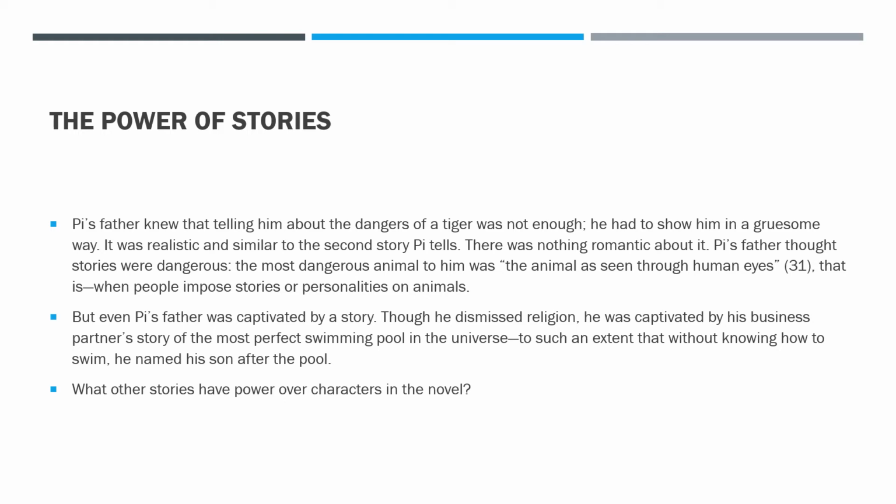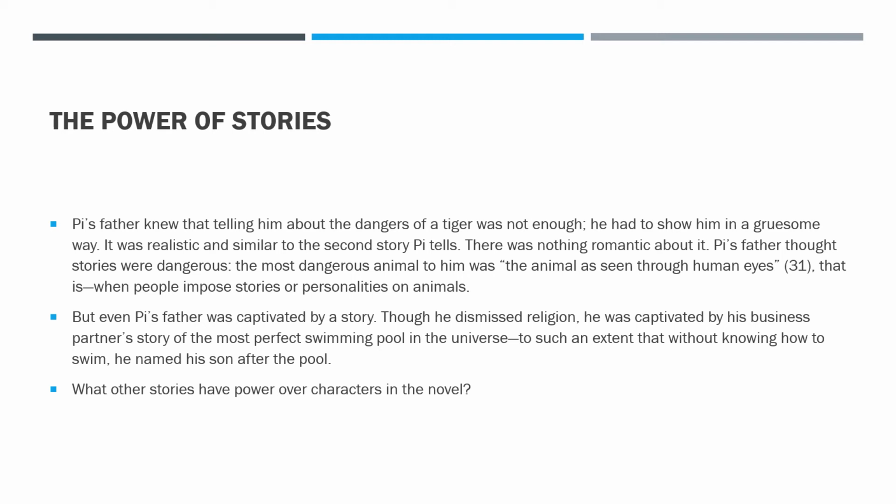Obviously, if you put a goat next to a tiger's cage and you make the tiger very hungry, the tiger is going to kill the goat in a very gruesome way. And Pi's father didn't like to romanticize things. He worried that Pi would anthropomorphize animals, which Pi kind of did, right? The animal as seen through human eyes is the most dangerous animal in the world, he thought. He doesn't like how people impose stories or personalities on animals.